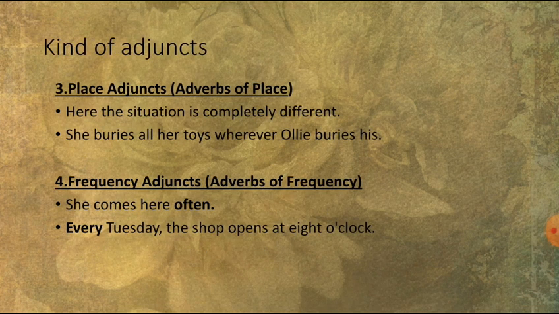Next is place adjunct. Here the situation is completely different. The word here indicates the place, and in the second sentence, she buries all her toys wherever Ollie buries his. The clause wherever Ollie buries his indicates the place also. Next is frequency adjunct. The example: she comes here often, and every Thursday the shop opens at 8 o'clock. The words often and every indicate the frequency.